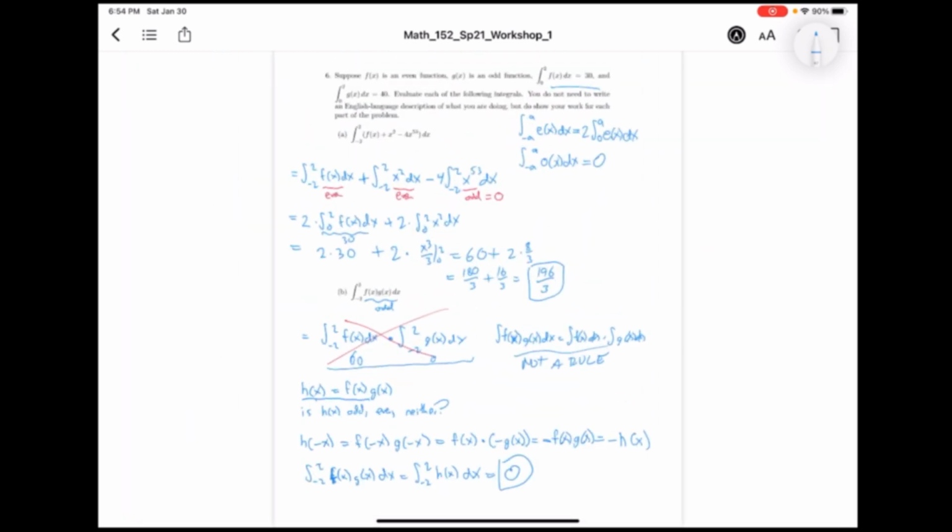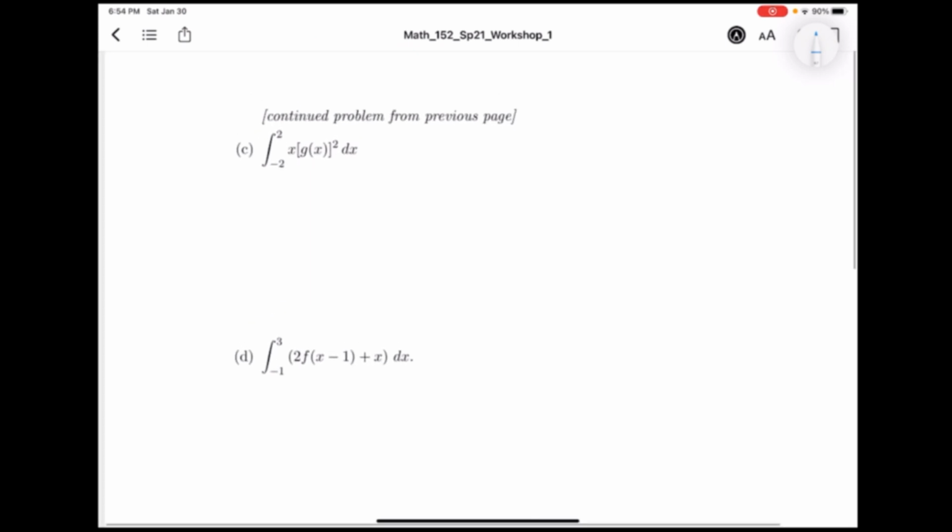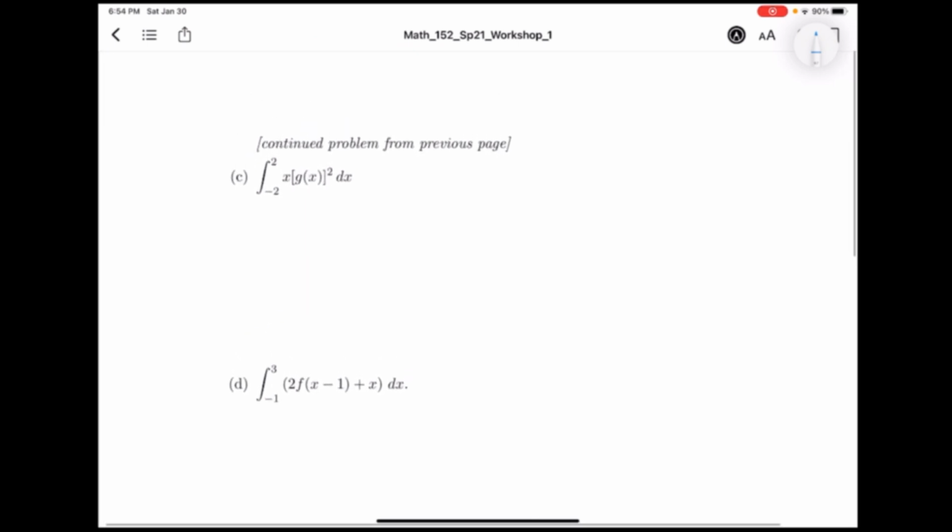So, okay, let's go on to the next ones. You really have to do the same thing here for C. We're going to do h of x equals x times g of x squared. So this is going to be h of negative x equals negative x times g of negative x squared. In other words, I'm just plugging in negative x every place I see x.